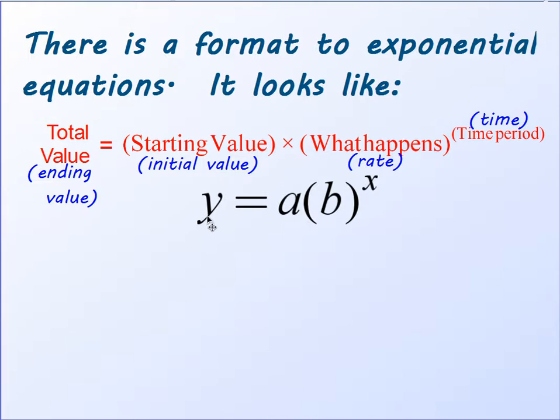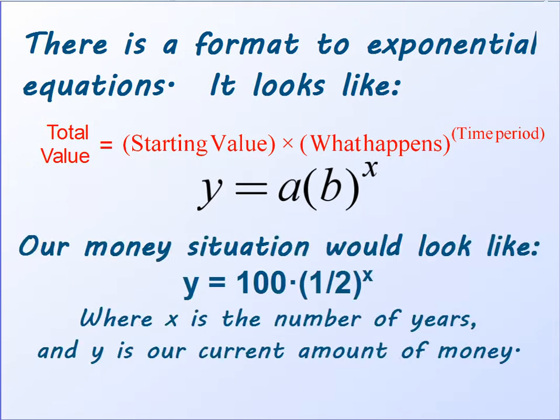The general format is y equals a times b to the x power, where y again is your total or ending value, a represents your initial value, b is your rate, and x is time. Just remember that b is the only value that gets taken to the power. Our last money situation then would be y equals 100 times 1/2 to the x power, where again x is the number of years and y is your current amount of money.